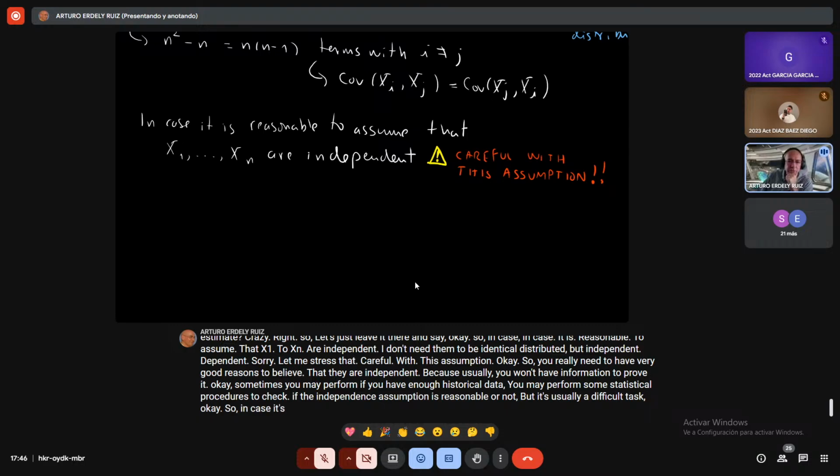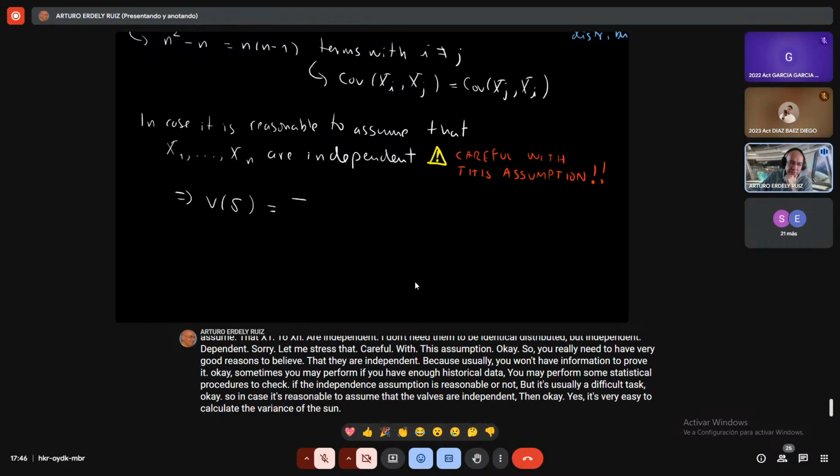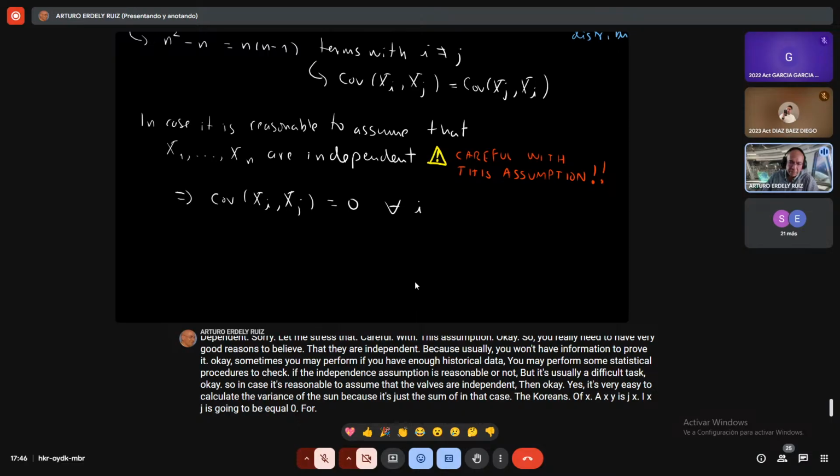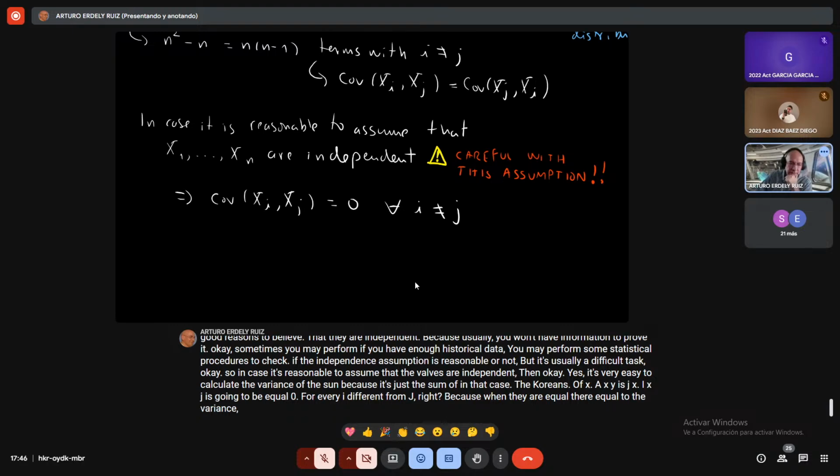So in case it's reasonable to assume that the variables are independent, then, yes, it's very easy to calculate the variance of the sum. In that case, the covariance of Xi, Xj is going to be equal to 0 for every i different from j, right? Because when they are equal, it's the variance. And then, in that case, the variance is just the sum of the individual variances. Okay?